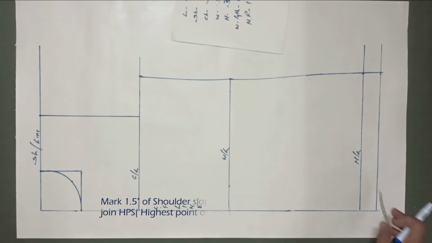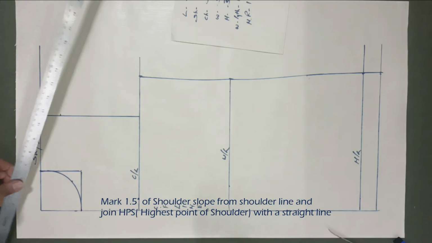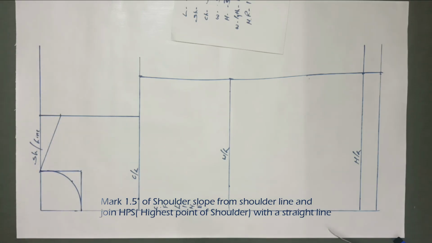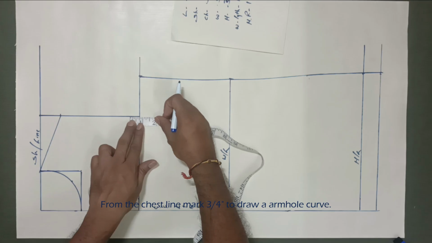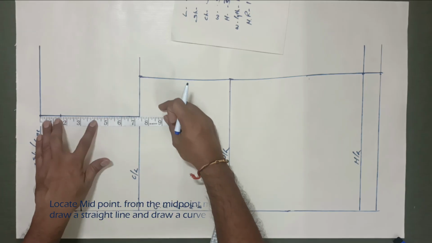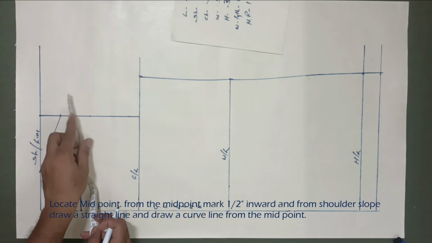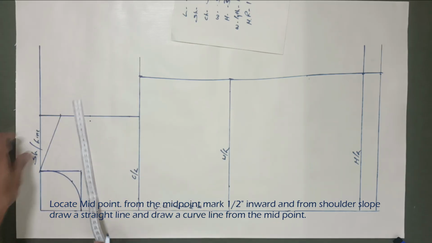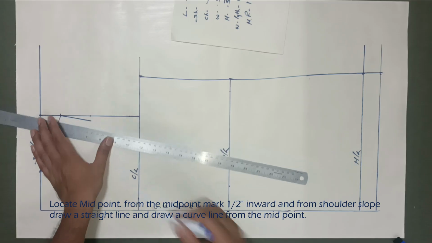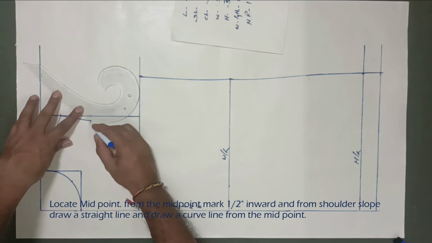Once this is done, now mark the shoulder slope, that is 1.5 inches slope for the shirt. And now draw the shoulder slope line. Once this is done, from the chest line mark 3/4 inches above and locate the midpoint of it. The midpoint is like 3.6, and from the 3.6 mark 1 centimeter inside and draw a straight line from the shoulder slope to the midpoint. And once this is done, from here now draw a smooth curve line.